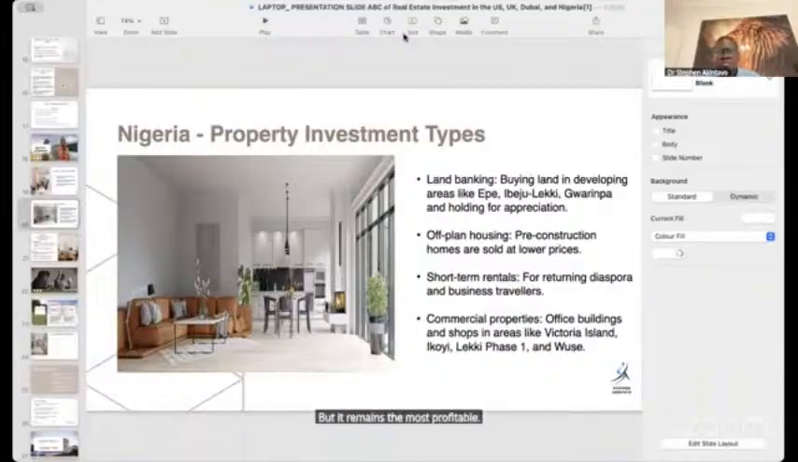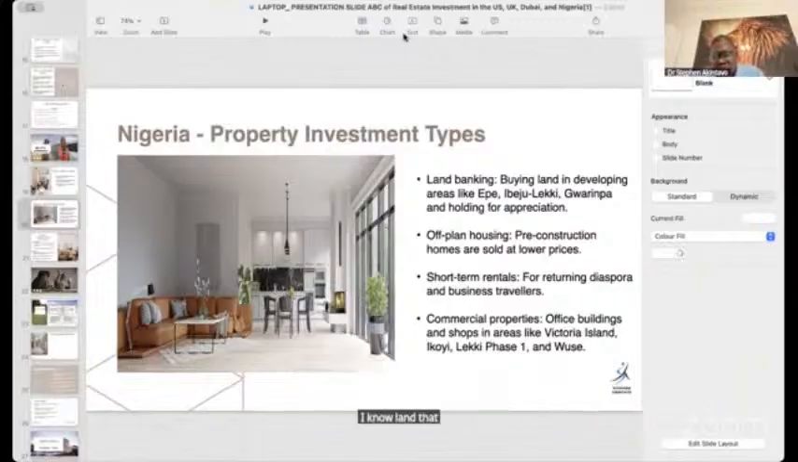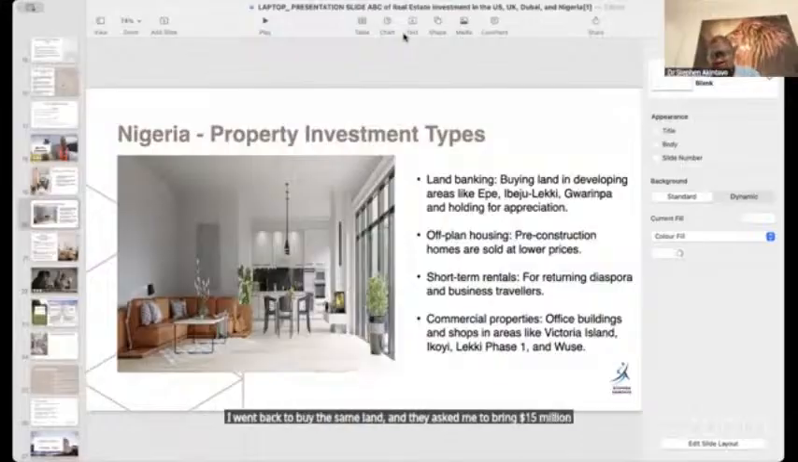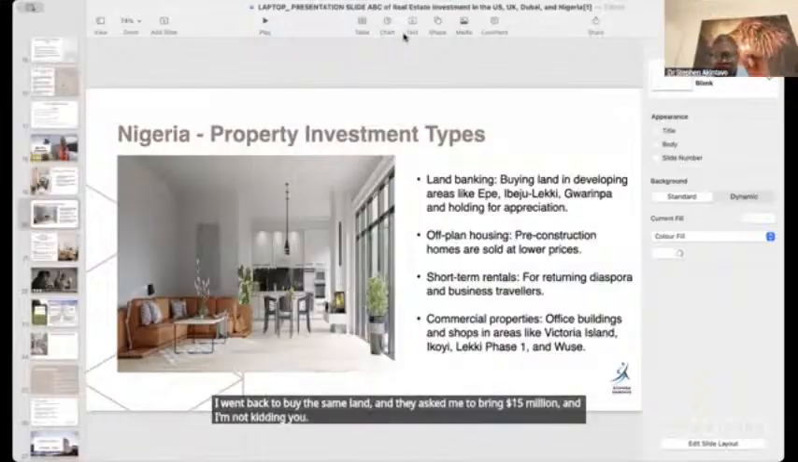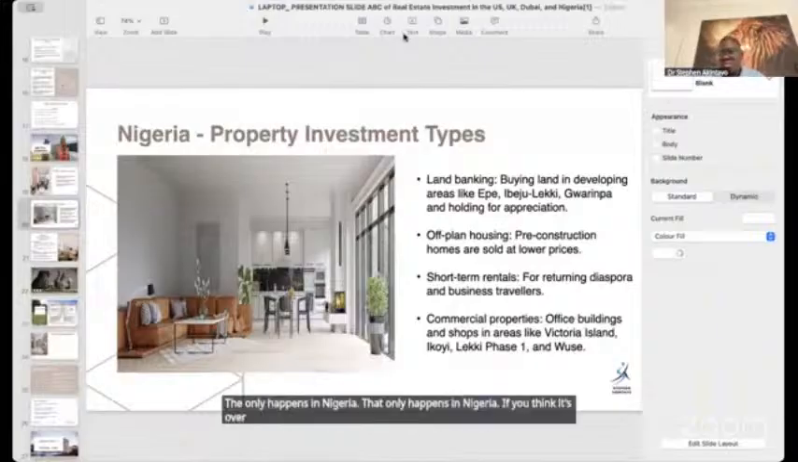There's nowhere else in the world that I know that you can buy land and in 1 year get 300% returns. Only in Nigeria. I know land that I priced in January for 5 million. I went back to buy the same land and they asked me to bring 15 million. I'm not kidding you. That only happens in Nigeria. If you think it's overpriced, they're joking, then you sit there and it's gone.